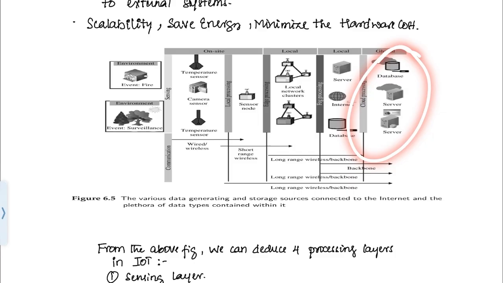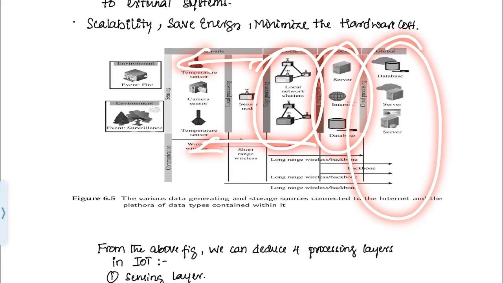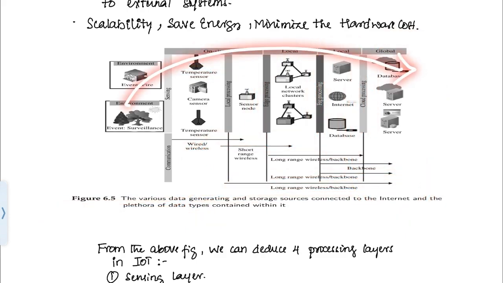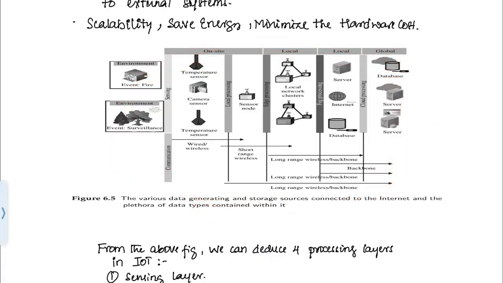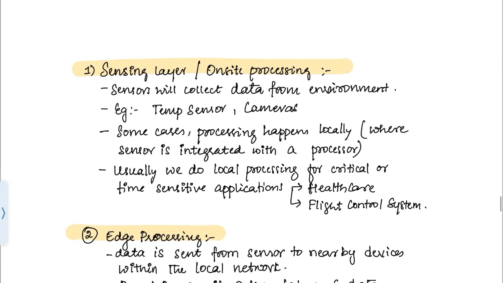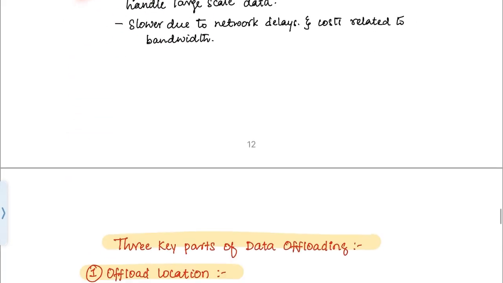But it is slower compared to fog processing, or even edge processing, because in those the data is processed quickly and transmitted back. Whereas with the cloud, there is a certain chain which needs to be followed: acquire the data first, process it, and then send the results back to the actuator. This is what we can understand from this diagram. I have written all the points about the sensing layer, edge processing, fog processing, and cloud processing.